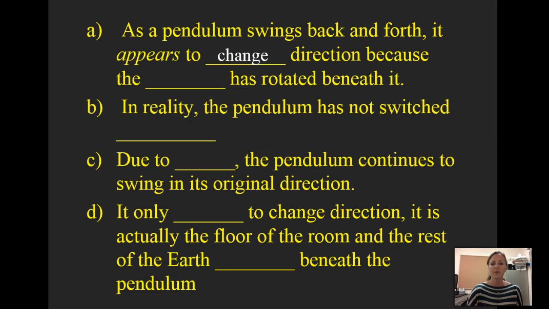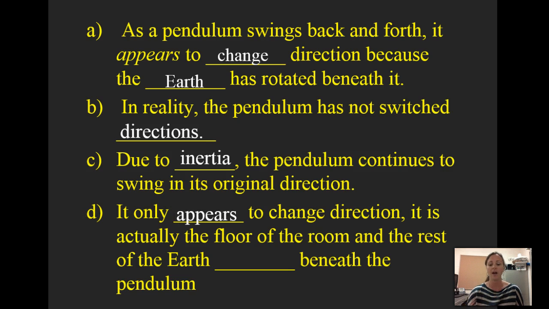So as a pendulum swings back and forth, it appears to change direction because the Earth has rotated beneath it. In reality, the pendulum does not change direction. Due to inertia, the pendulum continues to swing in its original direction, and with the law of inertia, we know that unless another force is acted upon it, it's going to continue swinging in the same direction. It only appears to change directions because the rest of the floor underneath it is rotating, because the Earth is rotating.